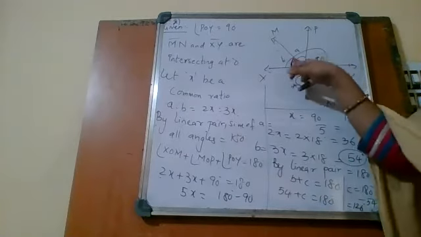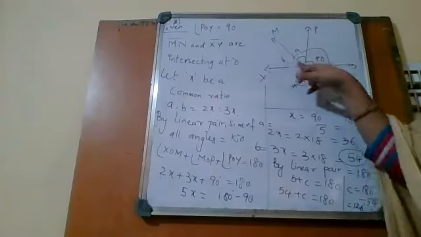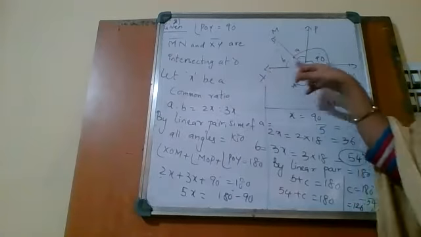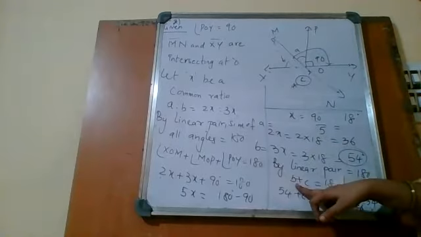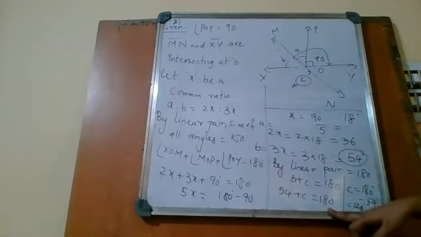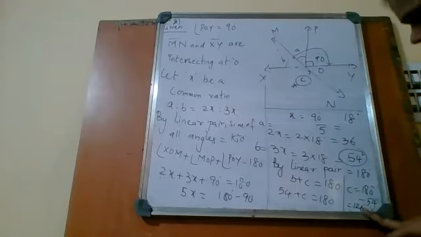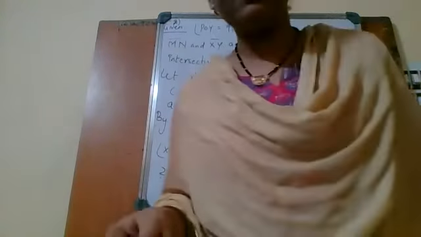18. Again, this is a linear pair now. Angle XMO plus angle XON must be equal to 180 degrees. But we got B. B how much we got? 54. 54 plus C is equal to 180. Then 180 minus 54 is 126 degrees. Is that clear, everyone?